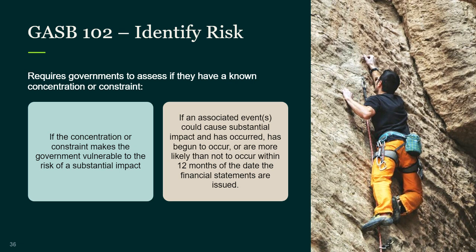Under GASB 102, if a concentration or constraint is identified that makes the government vulnerable to a risk of substantial impact, then you need to assess if events that may have substantial impact have occurred, have begun to occur, or are more likely than not to occur within 12 months of the date the financial statements are issued, and consider appropriate disclosure.